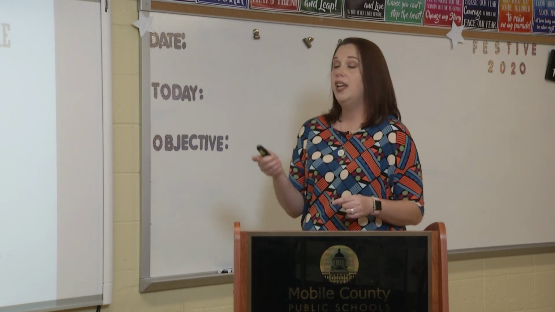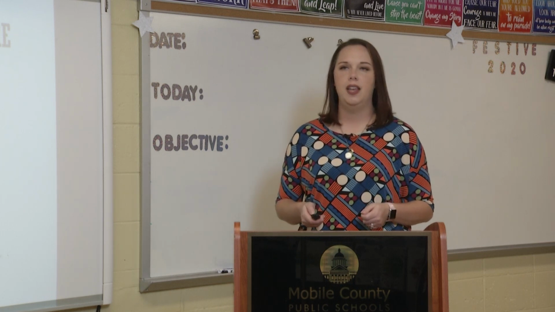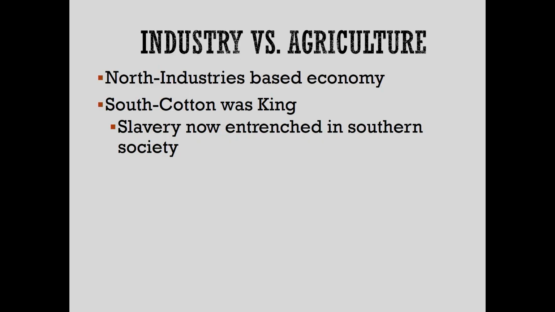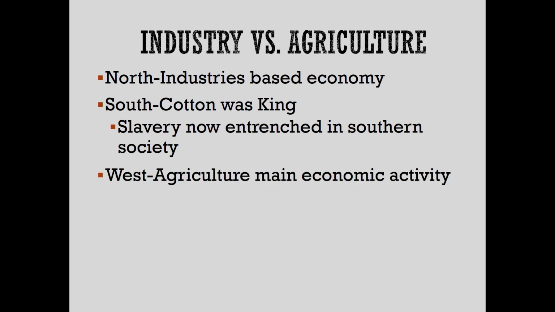But once we have the advent of the cotton gin, we're going to see this boom in cotton economically in the South. And what that's going to do is increase slavery in the South. So we're starting to see a very sharp divide here by the time that we get to the mid-1800s of what the economic activities in the South are and what they are in the North. Now, what about the West?